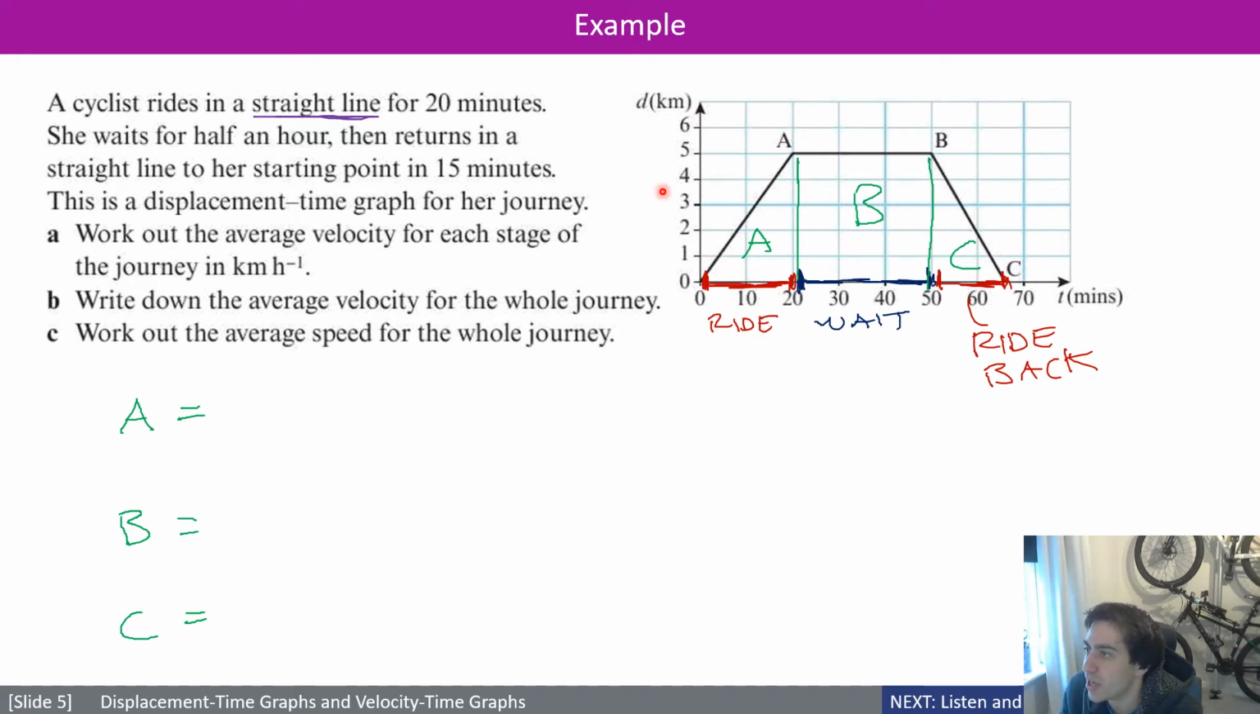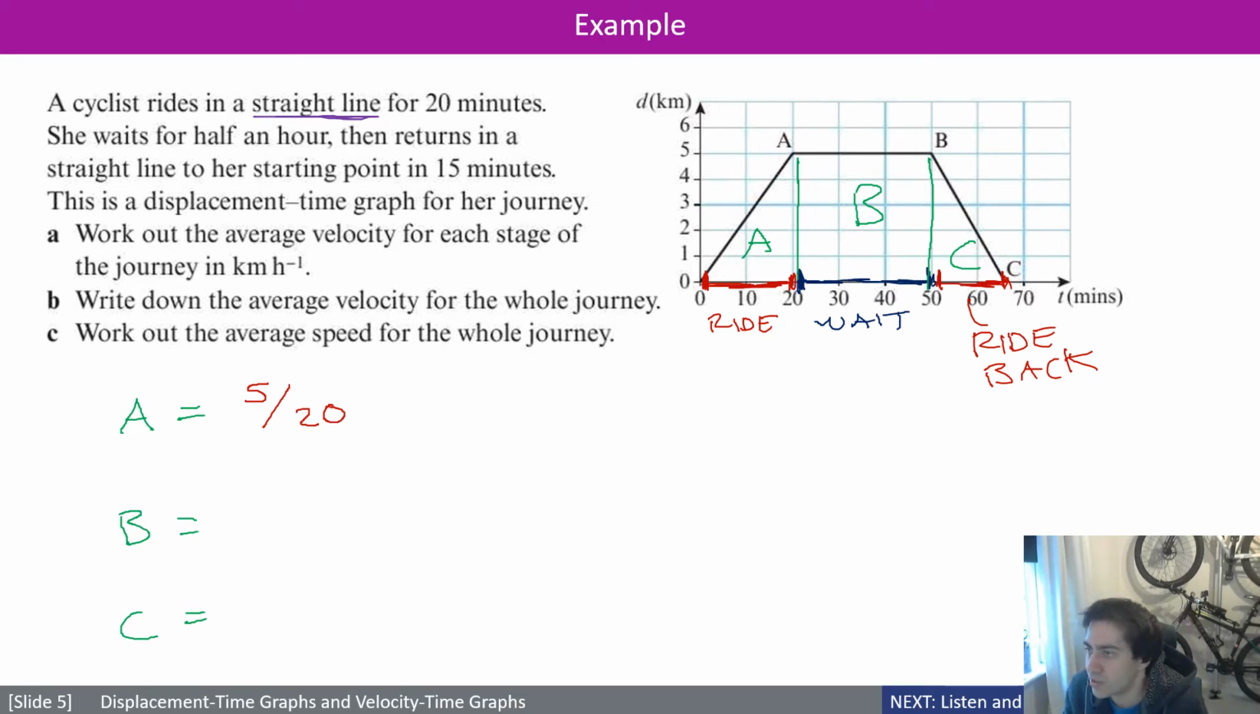So for stage A, what's the displacement? She goes from 0 to 5, positive 5, so that's a displacement of 5. And the amount of time taken was 20 minutes. Right, and we want kilometers per hour, so I think we're going to have to change that a little bit. Or perhaps we could do that now.